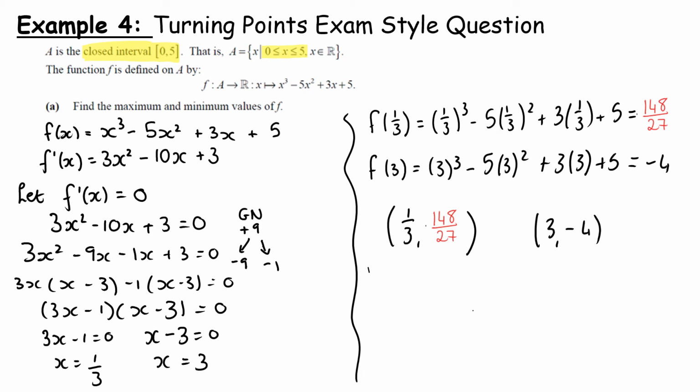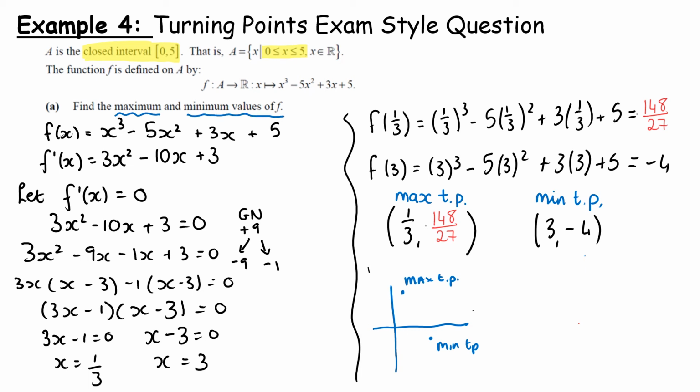So looking at the y value, if you were to just do a little sketch, you have a third and somewhere up here, and 3 and minus 4. So this must be the maximum turning point, and this must be a minimum turning point. However, they didn't specifically ask us for the minimum and maximum turning points. They simply asked us for the minimum and maximum values.